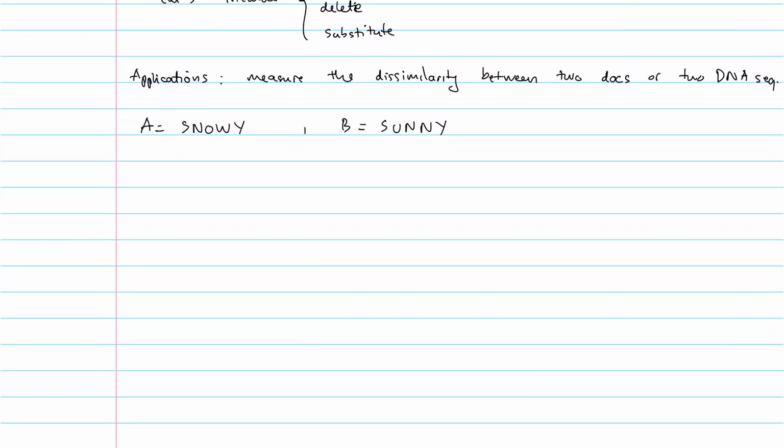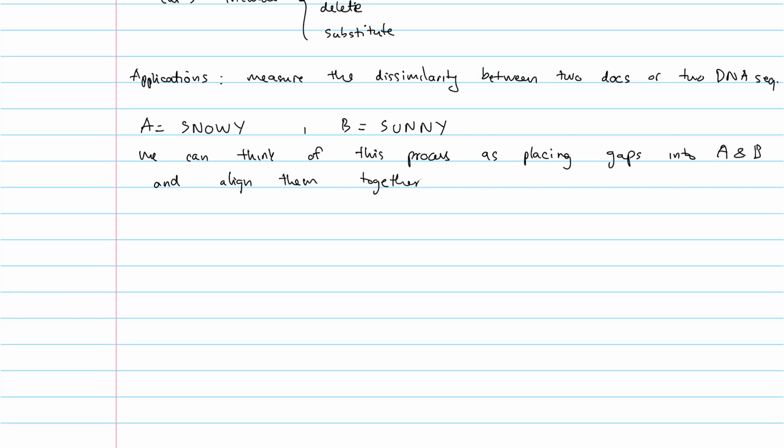We can think of this process as placing gaps into A and B and aligning them together. What do I mean by this? Let's look at an example.